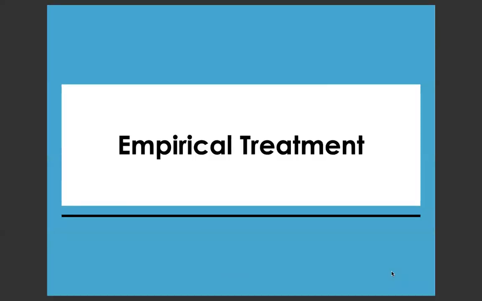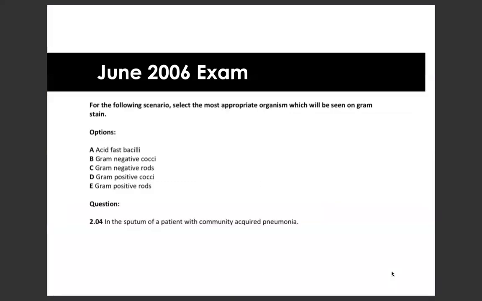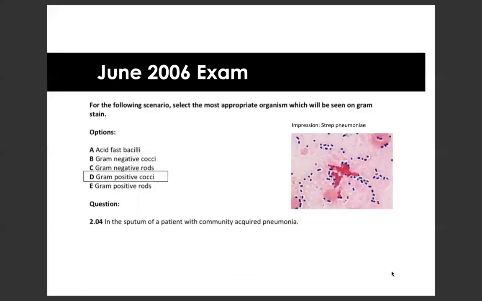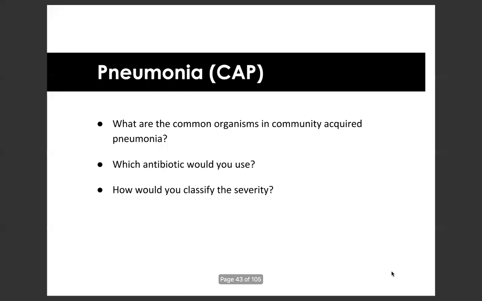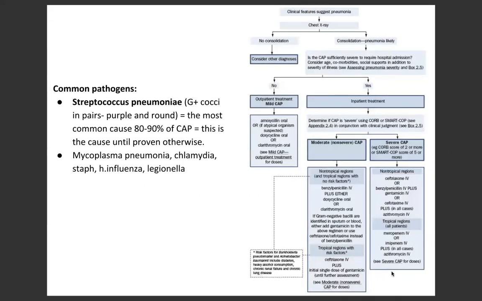So moving on to empirical treatment. Another exam question: in a sputum of a patient with community-acquired pneumonia, select the most appropriate organism. Gram-positive cocci. I think I'm hearing, yep, D. So it's gram-positive cocci. In general, community-acquired pneumonia is caused by Strep pneumoniae until proven otherwise, and that's 80 to 90% of pneumonia.